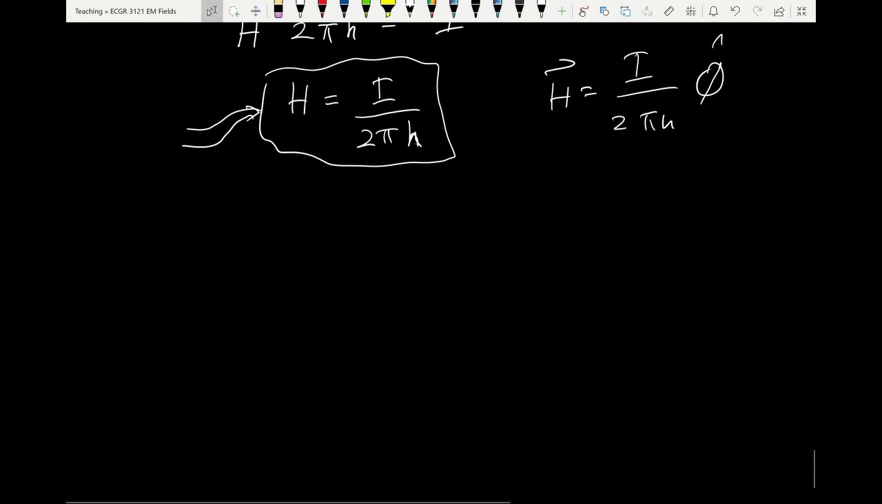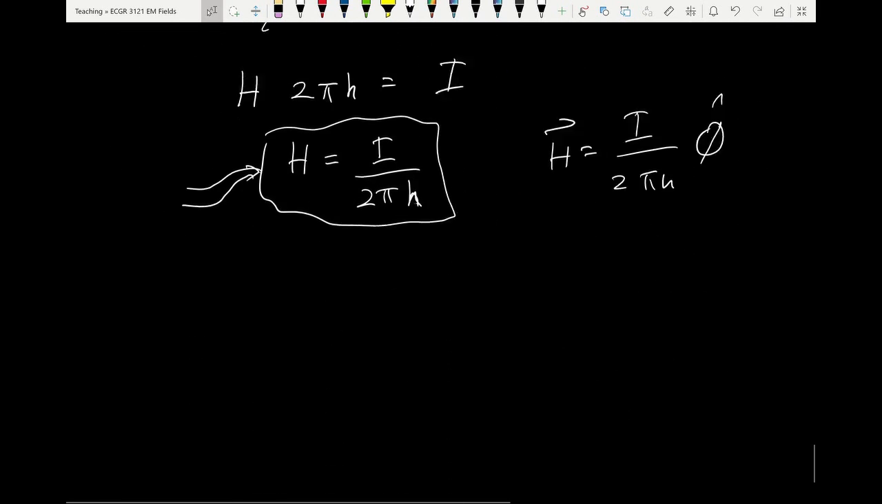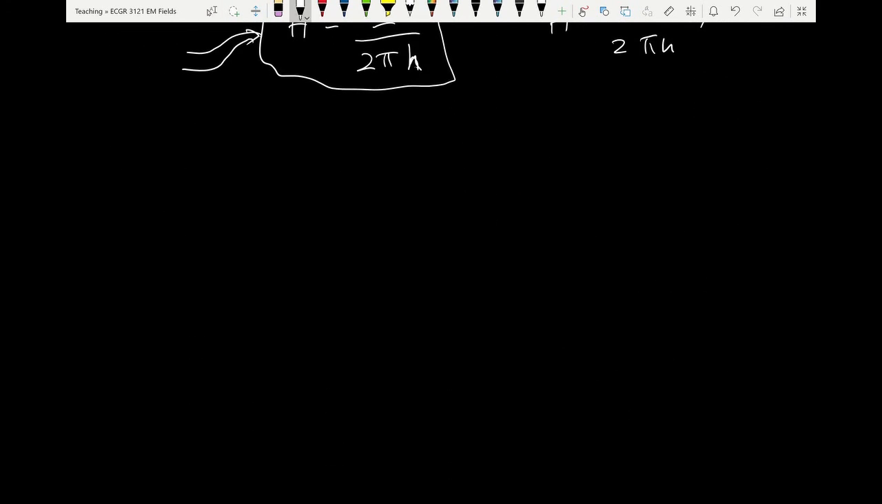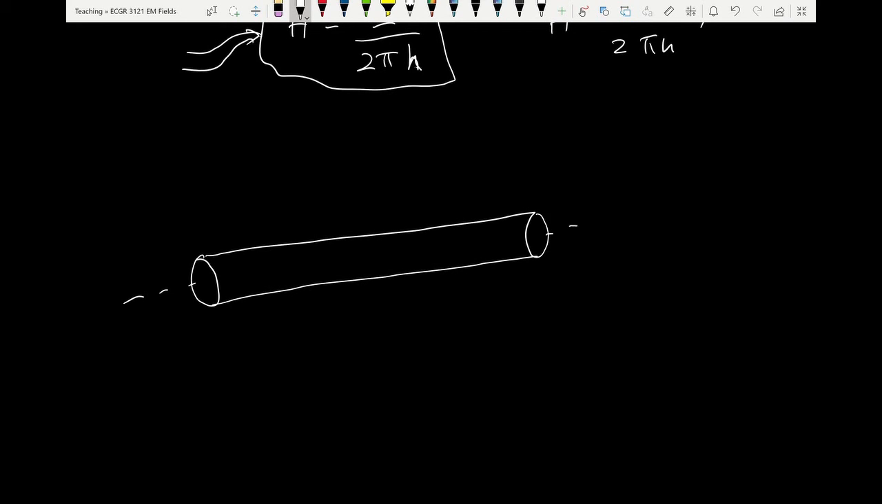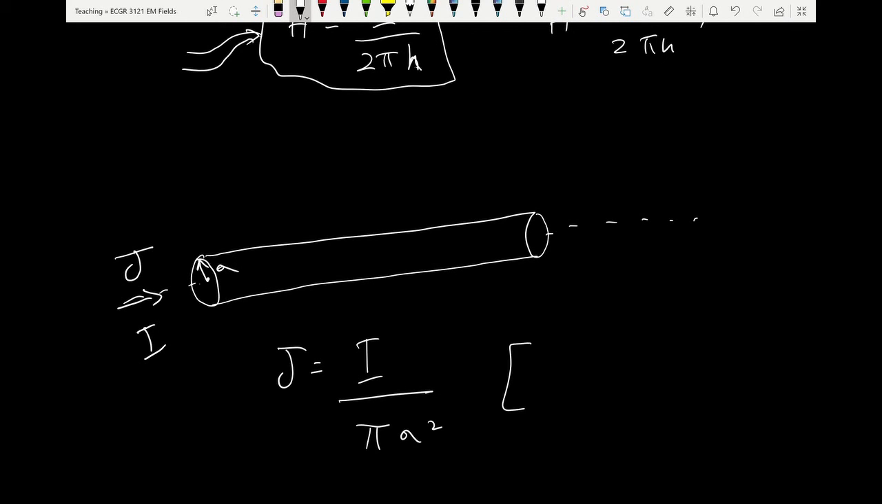Okay, let's examine the problem further. Let's now assume that there's a certain thickness to the transmission line. So this is an infinite transmission line that has an inner diameter a. Okay, and it has a certain current density J. So it has a certain current I passing through it. So what does it mean? What is J? J is the total current divided by the cross-sectional area, divided by pi a squared, ampere per meter squared.